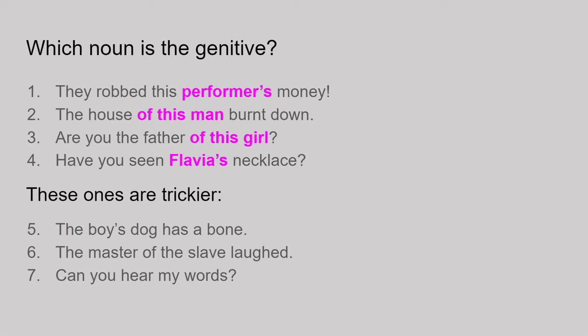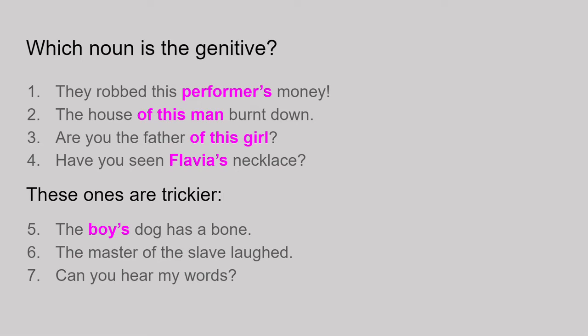Now for the trickier ones. Number 5 is actually a bit of a trick, as the boy has a dog, but the dog has a bone. So they're both having things. However, grammatically, the dog is the subject of the sentence. The bone is the object. They're linked by the verb has. The boy is the one who's in grammatical possession. He would be in the genitive. In English, we have the apostrophe s.